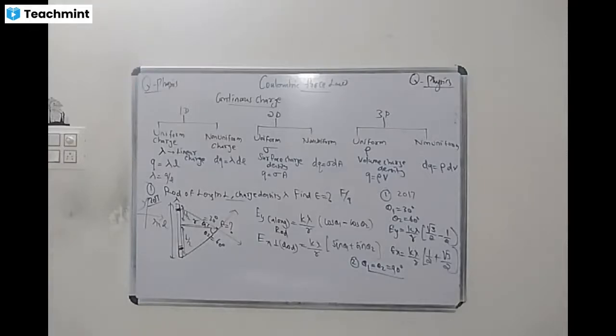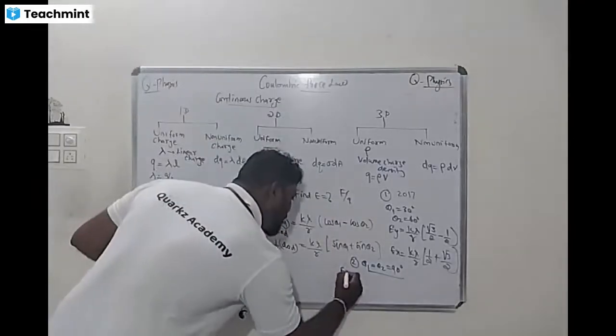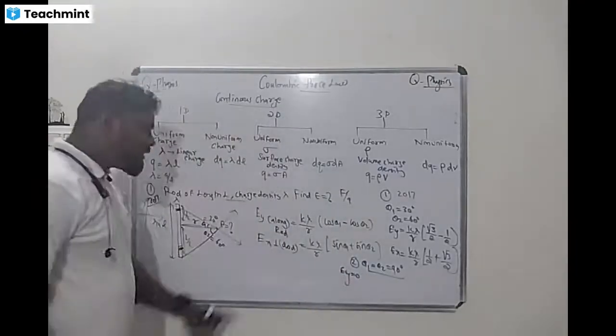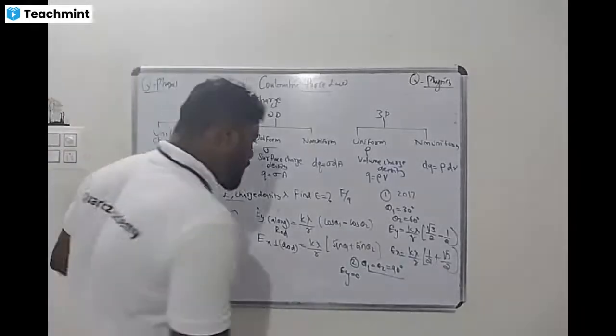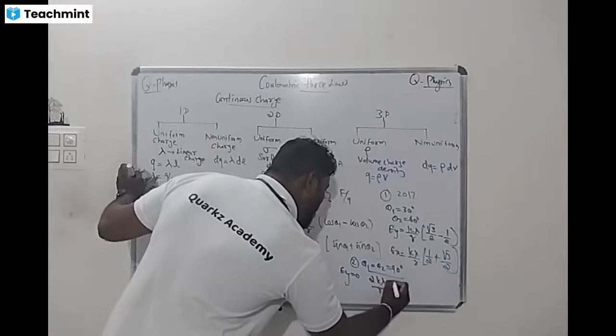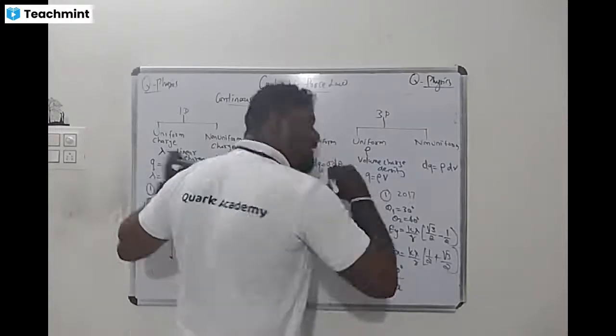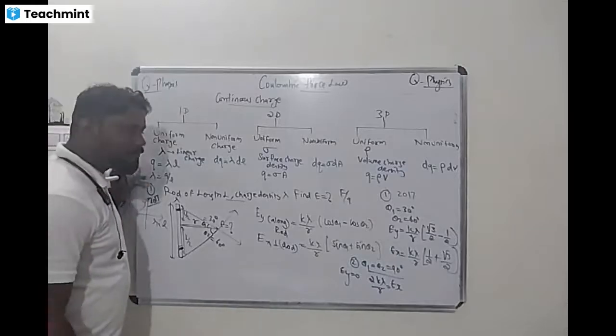Yes, that's it. Because cos 90 is 0. What is the Ey value? It is equal to 0. What is the Ex value? 2k lambda by r. 2k lambda divided by r. This is the case. Is it clear? Yes or no? Yes, sir.